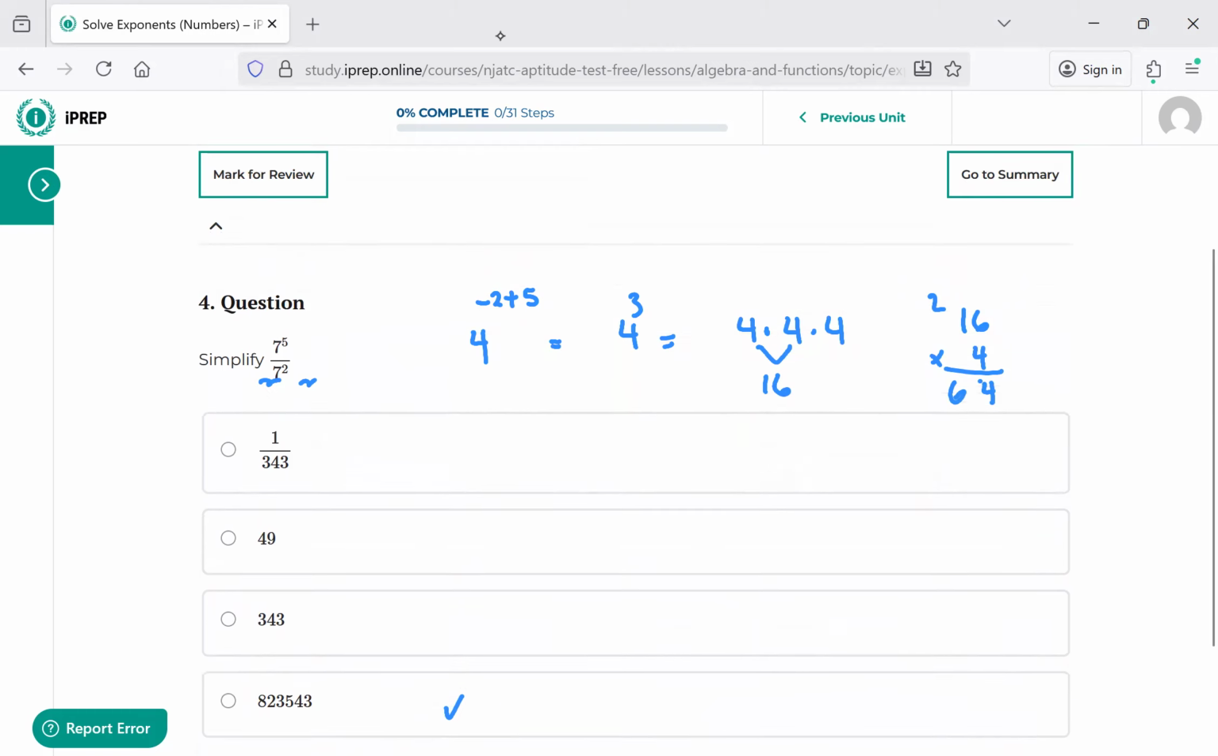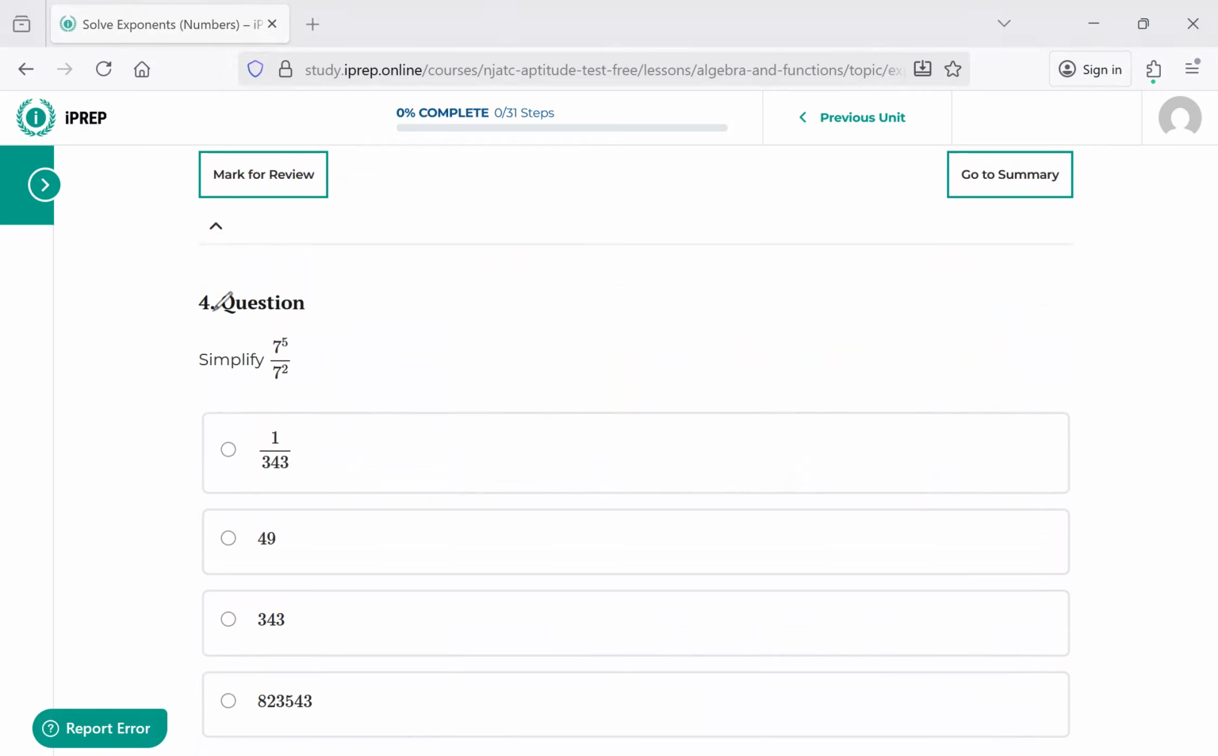Okay, next one. Question 4, simplify 7 to the fifth over 7 squared. The good news is they're both in the common base of 7. This is dividing with the same base, so you subtract the exponents: 5 minus 2 is 3.